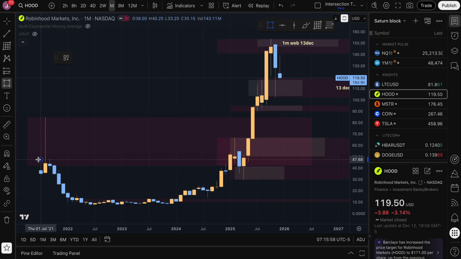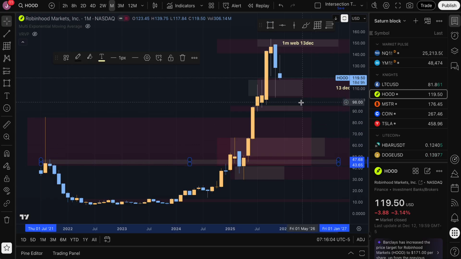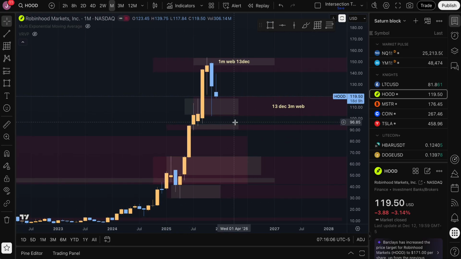I'll get something, but again, it's so far away from price. The biggest gap I see up to there. Variety gap.